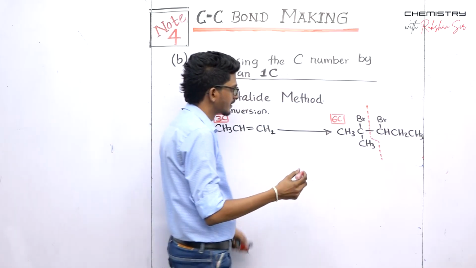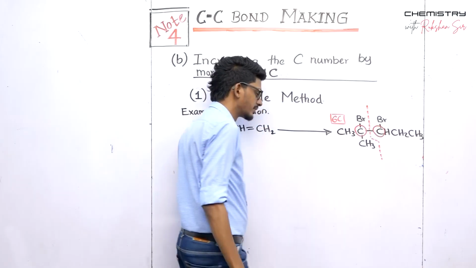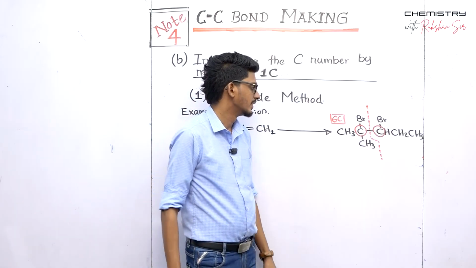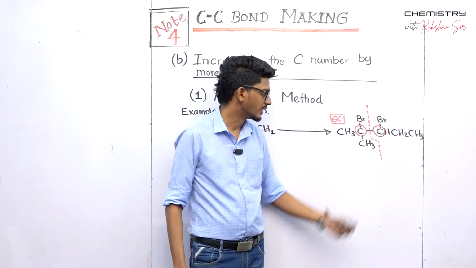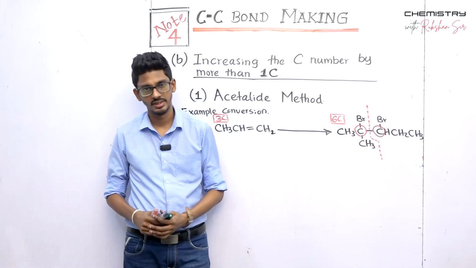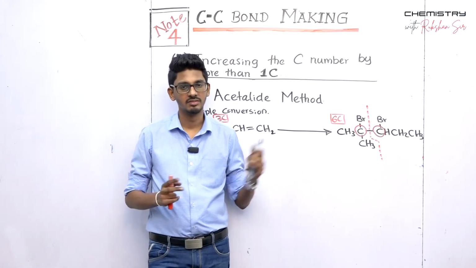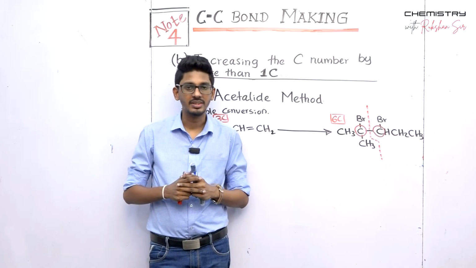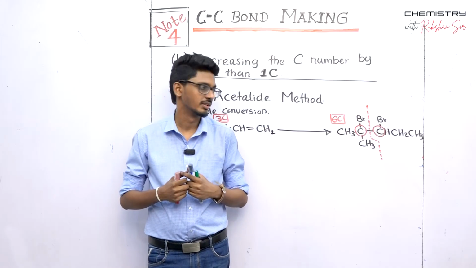So the connectivity is between these 2 carbons. The center carbon of the left hand block is connected to the corner carbon of the right hand block. That is how the new carbon-carbon bond is made to come up with the compound with 6 carbons, right? Okay. So now I am supposed to use the acetylide method to do this conversion, to make this larger carbon skeleton.